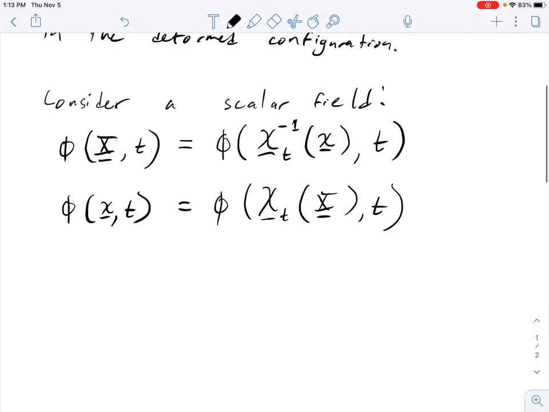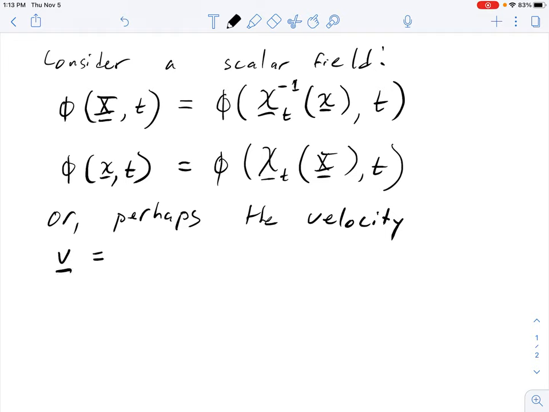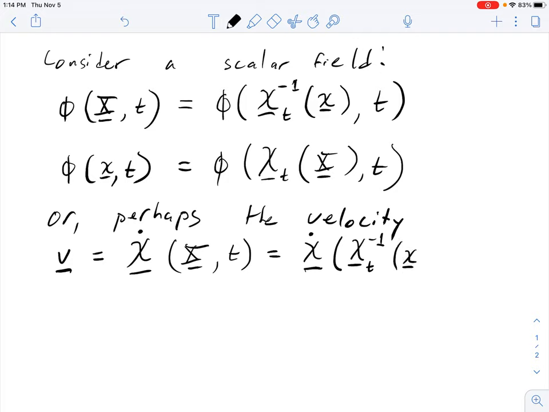or we could consider a vector field, maybe the velocity, so v is equal to the time derivative of the deformation for any material point. Well, that can also be considered the time derivative, again, this is with respect to a fixed material point, of the fixed time inverse of the deformation, now taking arguments of a spatial point and time.